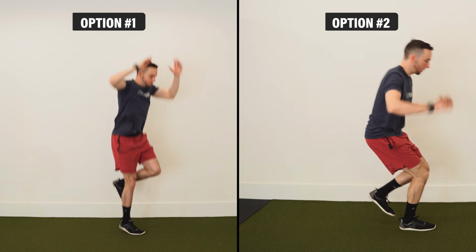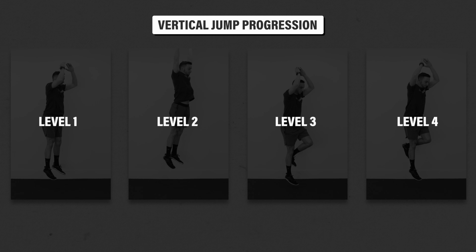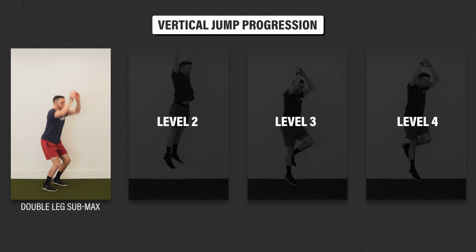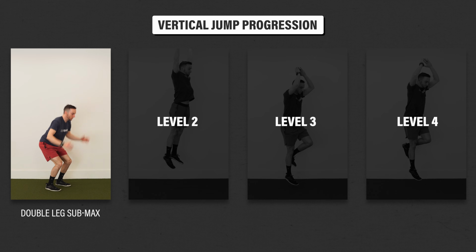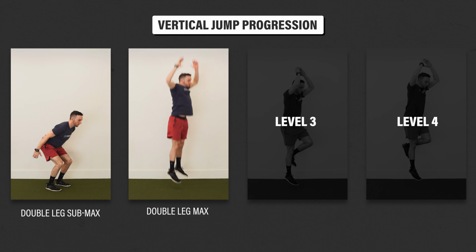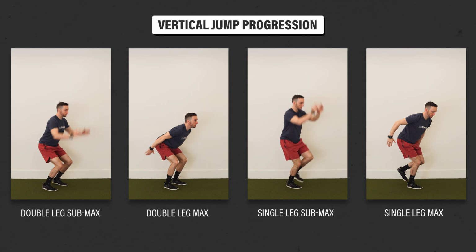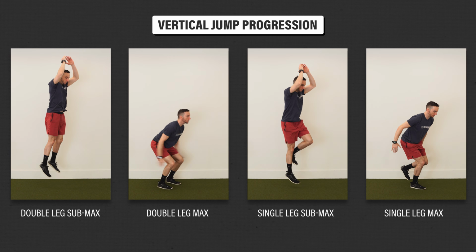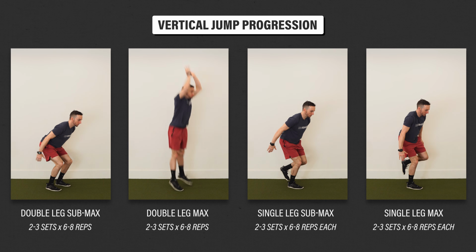There are endless exercises to choose from, but here are 2 options. The first is a vertical jump progression. Start with a submaximal vertical jump on 2 legs, where you build up to about 80% effort before progressing to a maximal vertical jump on 2 legs. Then work through the same progression, but on a single leg. Make an effort to stick the landing on each jump. Perform for 2 to 3 sets of 6 to 8 repetitions.